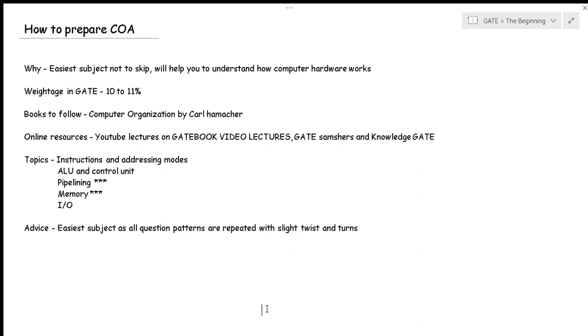And one advice would be, it is a very easy subject to answer, because most of the time the questions will be repeated, there won't be much variation. Even if the question looks new, believe me, there will be just a slight little twist and turn. Apart from that, it will be something which you had learned and solved, and you know the concept. So please keep working hard, and COA is one of the things which you should not miss, right?